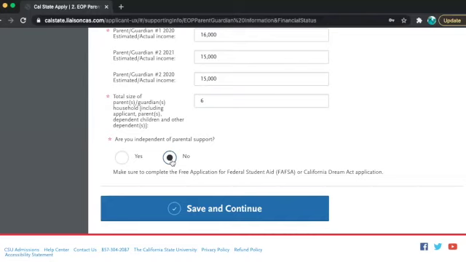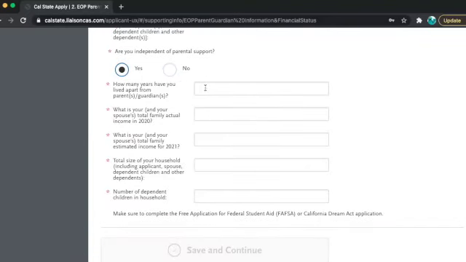The answer is no. But if we are independent of our parental support, meaning that we are looking out for ourselves, paying for our own food, clothes, rent, house, then you would, in that case, click 1.